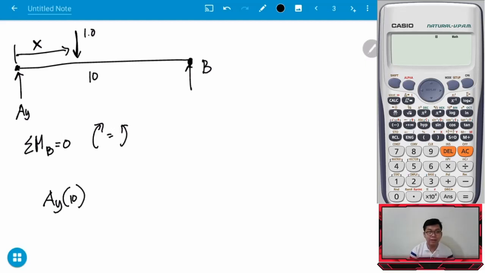That must be equal to the counterclockwise moment, which is caused by our unit load 1.0. But what is its moment arm? I hope you agree that the moment arm is this distance. If the whole span of the beam is 10, and the distance from the leftmost part to the unit load is x, then the distance on the other side is 10 minus x.